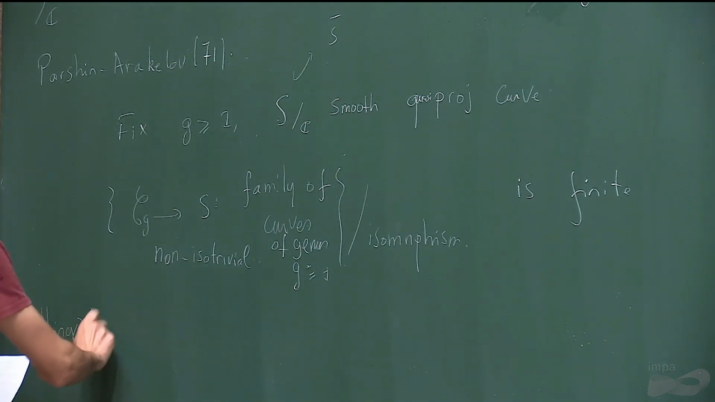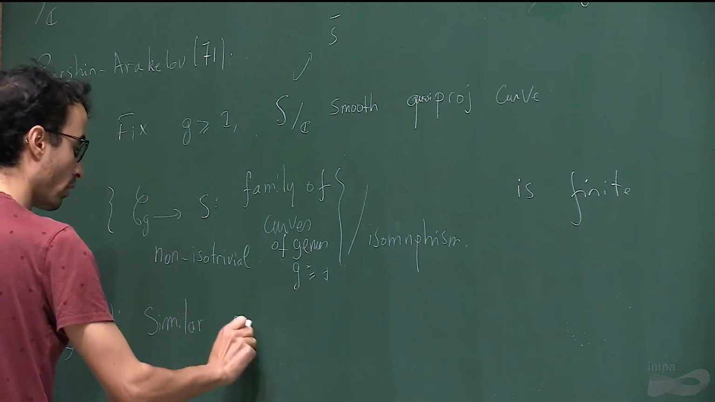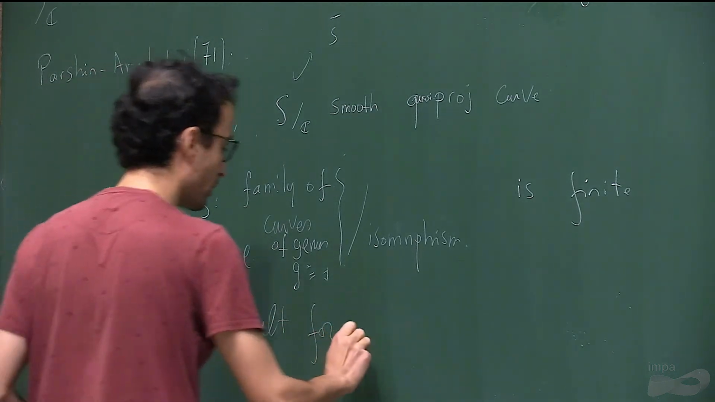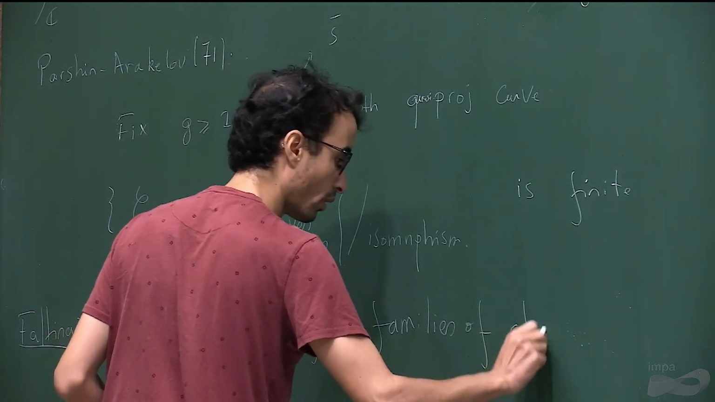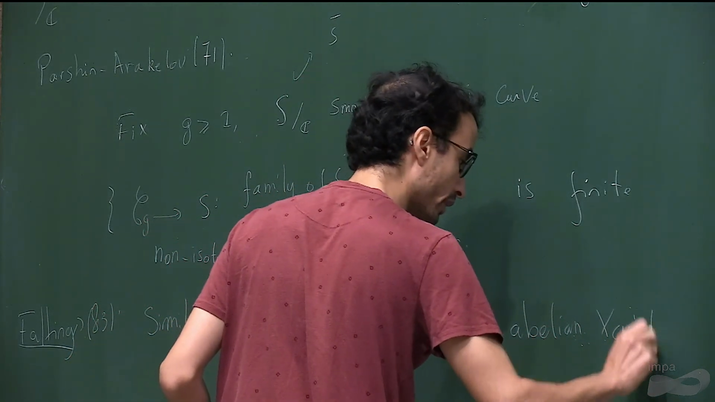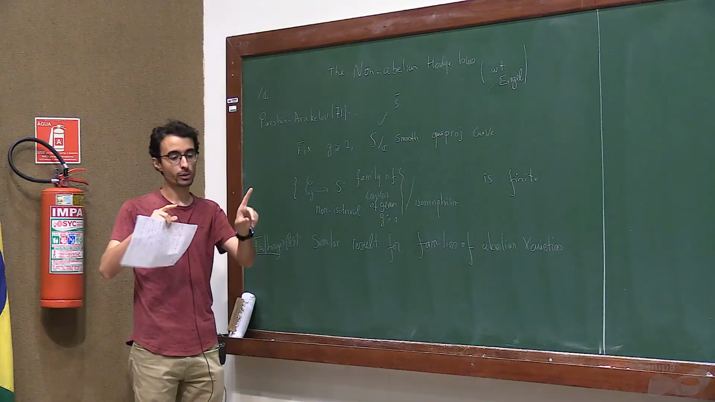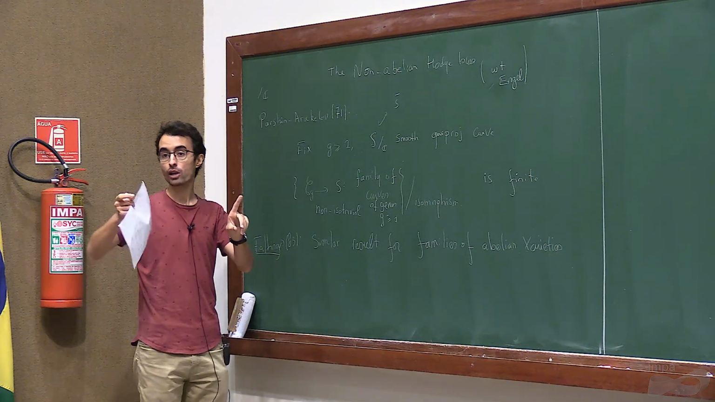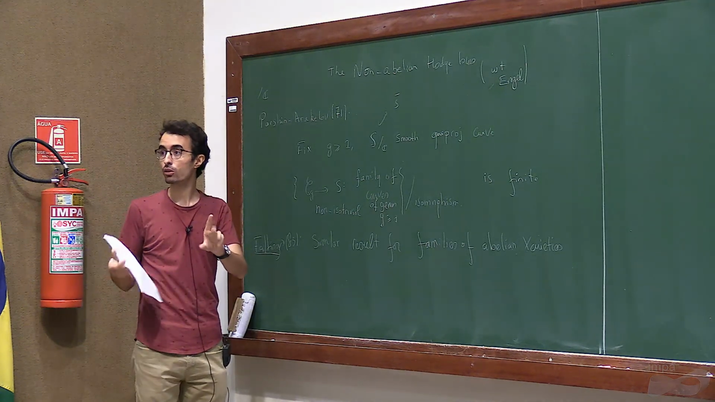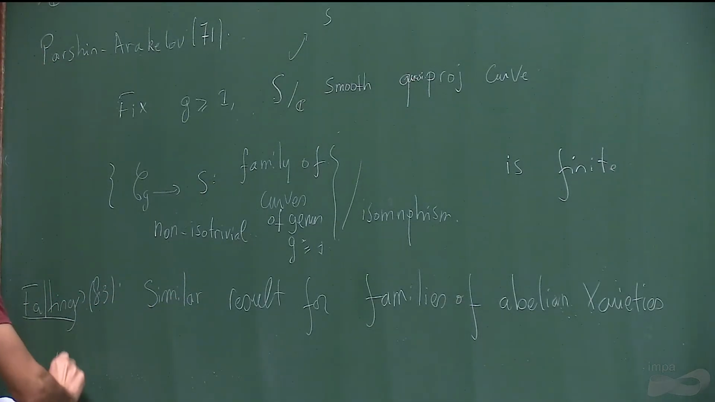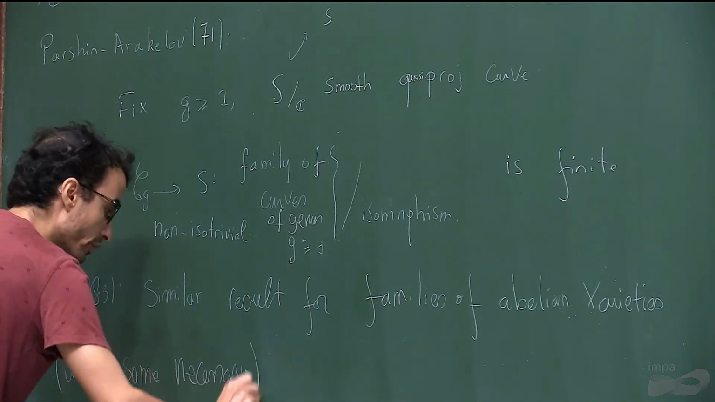Faltings later in the 80s, 83 or something, gave a similar result for families of abelian varieties. Here the naive statement is not true. If you take a family of abelian varieties and take the product with an isotrivial family of abelian varieties, then you can vary the isotrivial family in infinitely many ways. So you have to be a little bit careful, and there are some necessary assumptions that eliminate this type of counterexample.